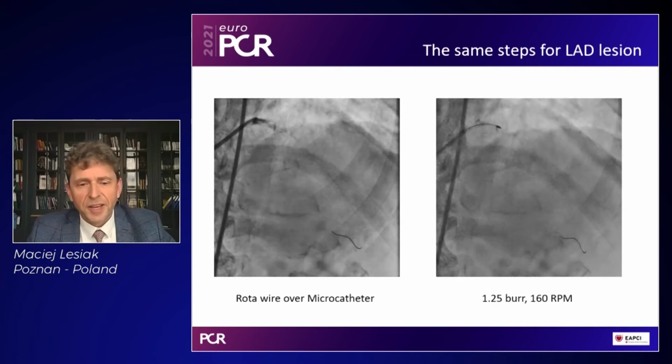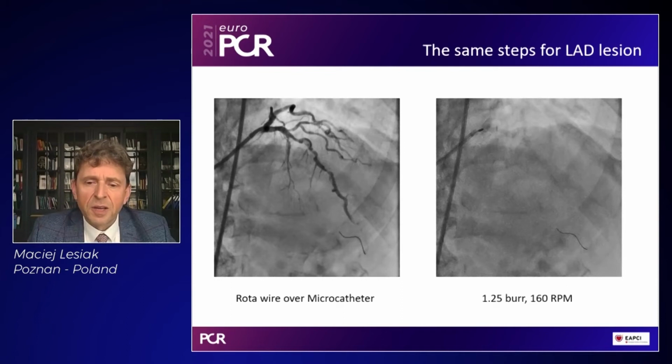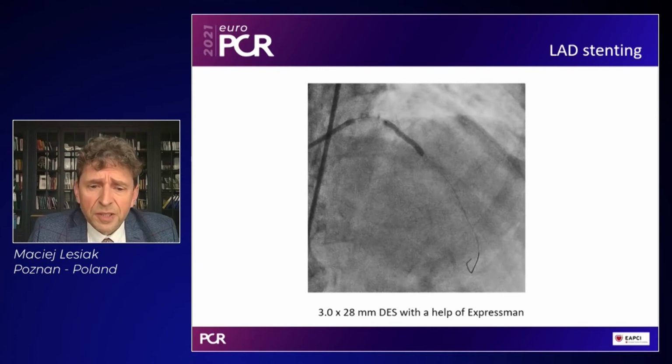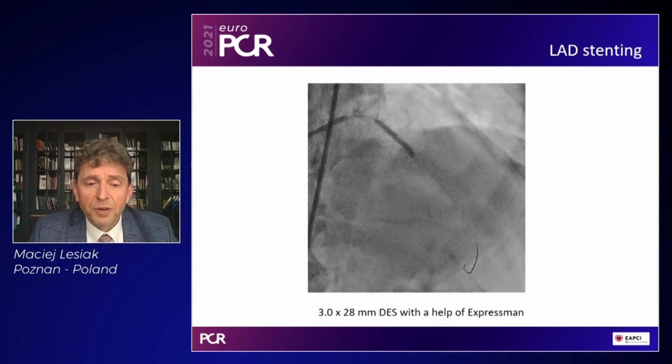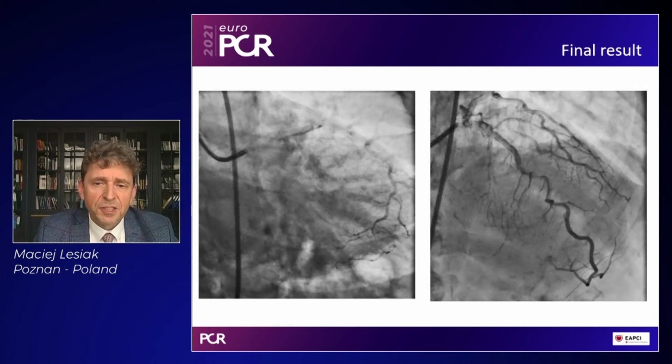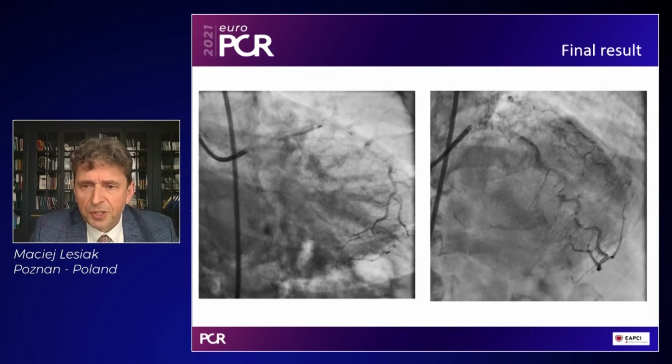So again, RotaWire, a microcatheter, 1.25 burr with 160 thousand rotations per minute. It was quite easy with this RotaWire extra support wire. Then with the help of the Expressman guide extension, I managed to deploy a 3.0 by 28 millimeter long drug eluting stent, and this is the final result, both for the left circumflex coronary artery and for the LAD. So the rest of the hospital stay of this patient was quite uneventful, and the patient was discharged home the next day after the procedure.